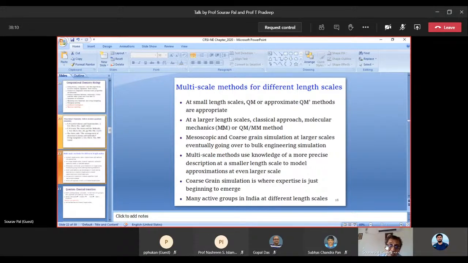So one has to use classical mechanics or molecular mechanics, or a combination called the QM/MM method. At an even larger scale, people are now looking at mesoscopic and coarse-grain simulation. Basically, in this classical approach, people forget about electrons. They take the atom as the fundamental particle and directly write atom-atom interactions. For coarse graining, they look at a group of atoms, call it a bead, and write interactions between the beads. So these are all called multi-scale methods. As the length scale changes, you change your methods, and very often it is called horses for courses. Depending on the course, you put your horse. So it's very important to realize.